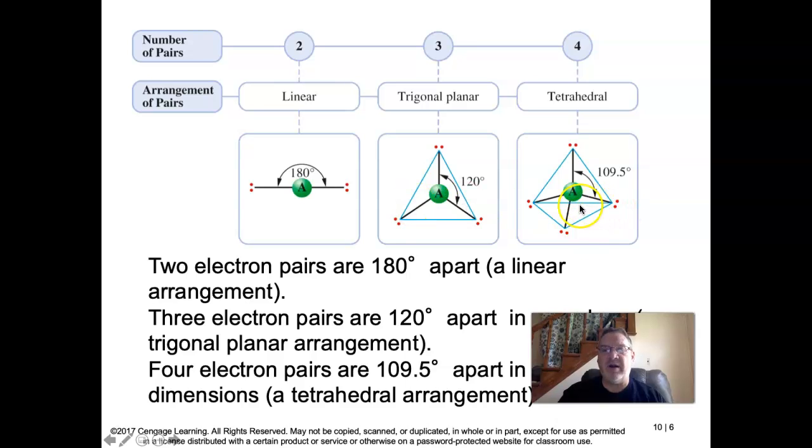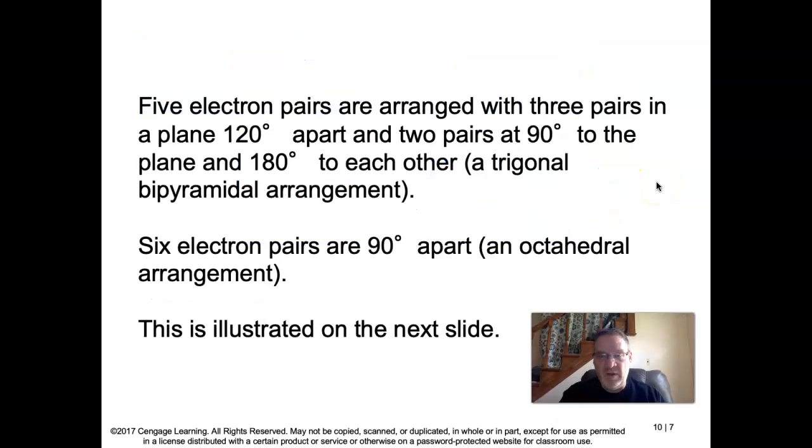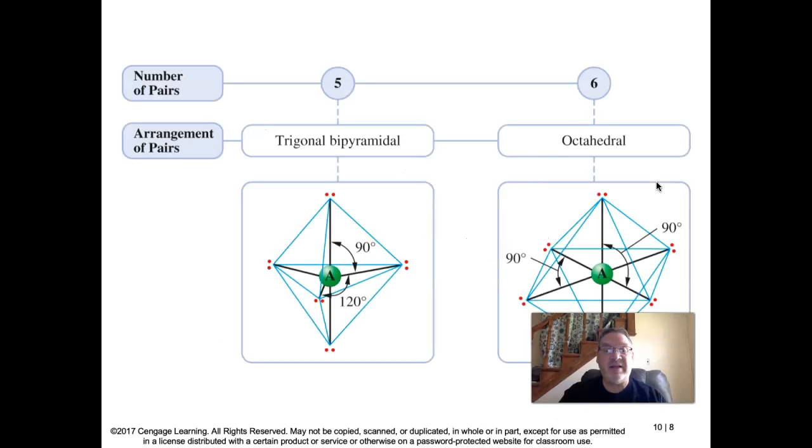But look at 4 here. We got 4 pairs of electrons on the central atom. They're not arranged like a square. It's a tetrahedral. Because again, look at this angle, 109.5 degrees. When we're dealing with 5 and 6, because again, we talked about the expanded octet in Chapter 9, we get the different arrangements.